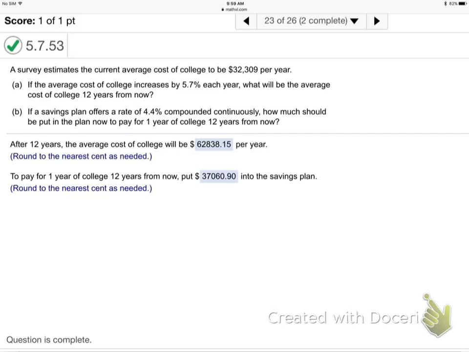All right, so a survey estimates that the current average cost of college is $32,309 per year. Wow. If the average cost of college increases 5.7% per year, what will be the average cost of college in 12 years? You've probably heard all the stats, right? That college goes up every year faster than inflation. It has for the last decade at least. College costs are outpacing inflation by like double. I mean, they're just crazy.